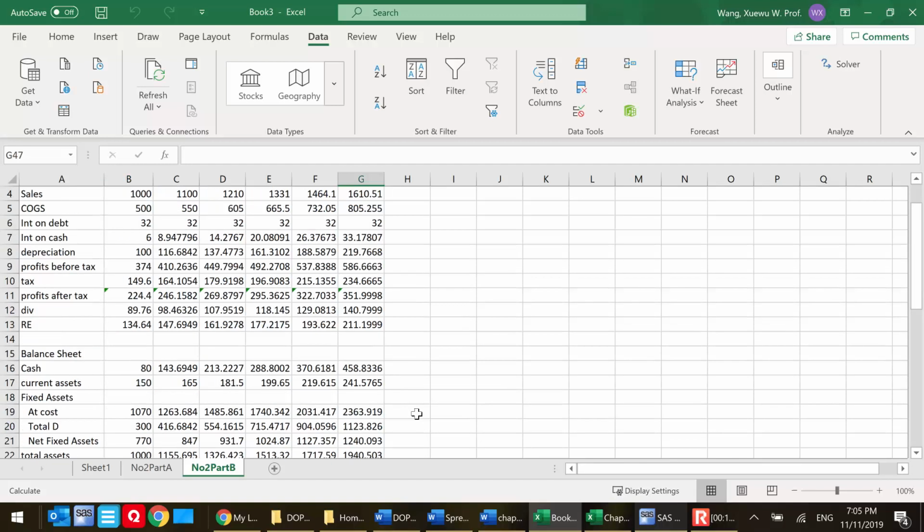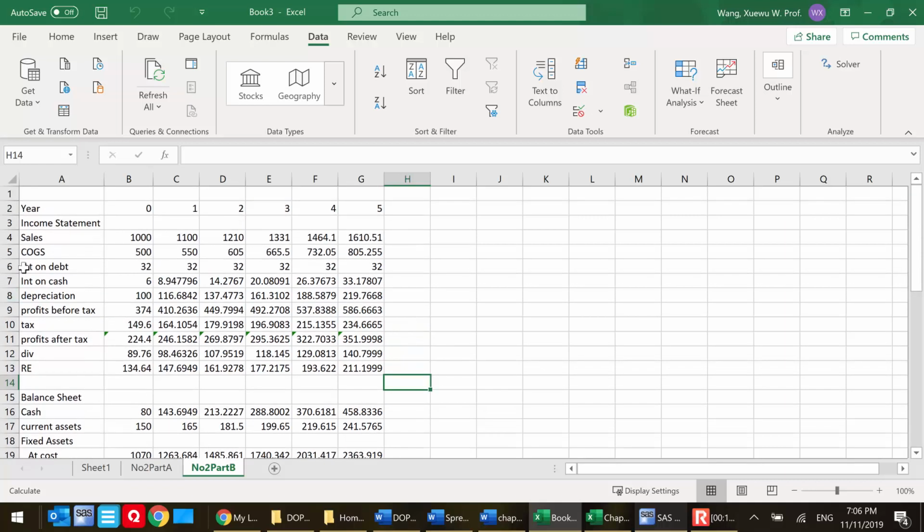Part B is saying the model in part A includes cost of goods sold, but not SG&A. You guys know the SG&A, the selling, general, and administrative expenses. Suppose the company has $200 of these expenses every year, regardless of the level of sales. Can you change the model to accommodate this new assumption? And what is the enterprise value, the market value of equity, and so on and so forth. So how do you incorporate SG&A?